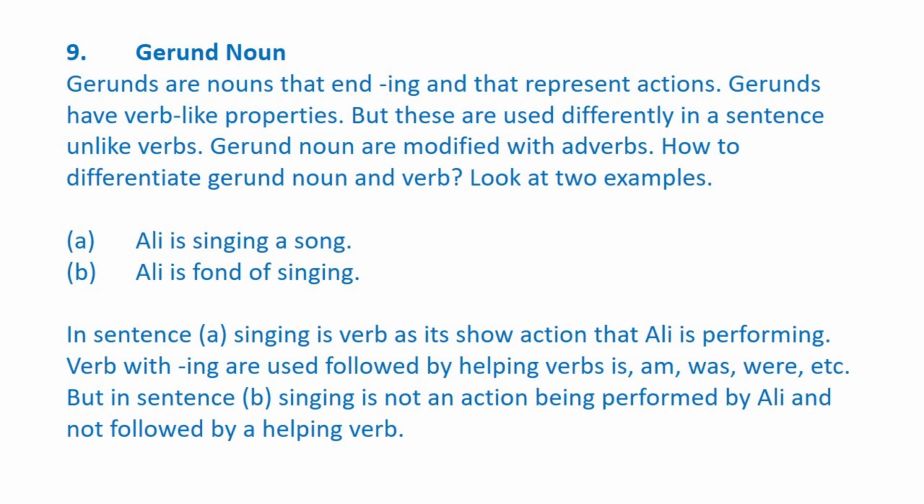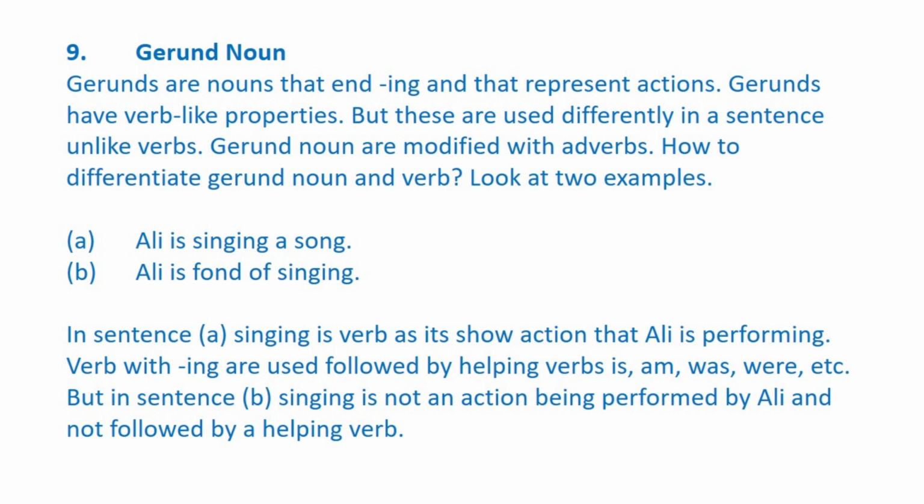9. Gerund noun. Gerunds are nouns that end in -ing and that represent actions. Gerunds have verb-like properties. But these are used differently in a sentence, unlike verbs. Gerund nouns are modified with adverbs. How to differentiate a gerund noun and a verb?